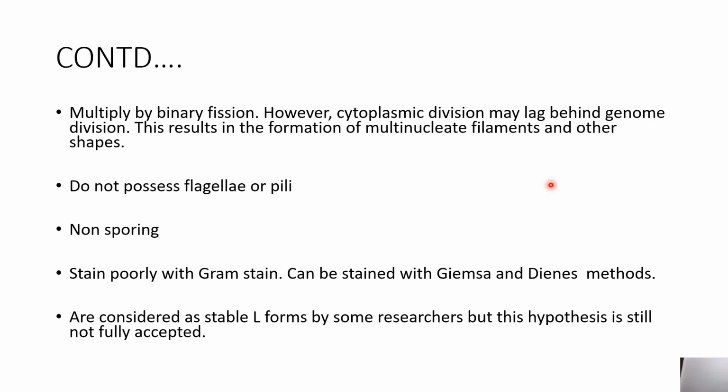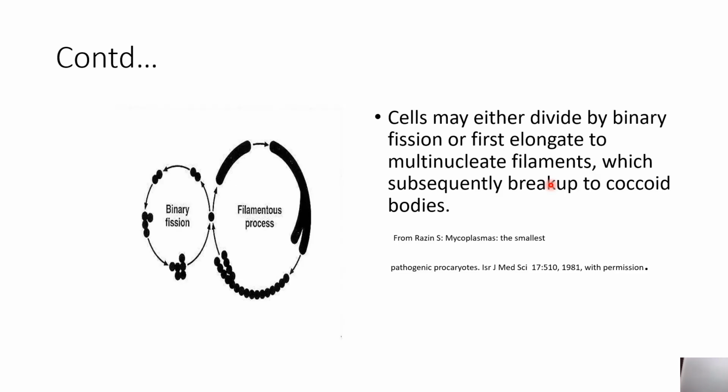They can multiply by binary fission; however, cytoplasmic division may lag behind genome division, and this results in the formation of multinucleate filaments and other shapes. They do not possess flagella or pili. They are non-sporing, stain poorly with Gram stain, can be stained with Giemsa and DNA stain methods, and are considered stable L forms by some researchers, but this hypothesis is still not fully accepted. Their cells can divide by binary fission or first elongate to multinucleate filaments, which subsequently break up into coccoid bodies.